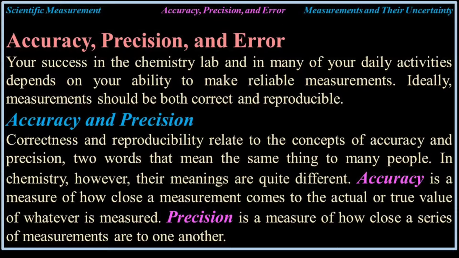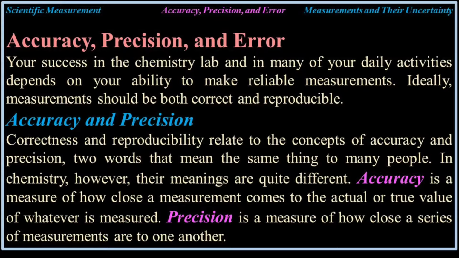Accuracy, precision, and error. Your success in chemistry lab and in many of your daily activities depends on your ability to make reliable measurements. Ideally, measurements should be both correct and reproducible. Accuracy and precision. Correctness and reproducibility relate to the concepts of accuracy and precision, two words that mean the same thing to many people. In chemistry, however, their meanings are quite different.